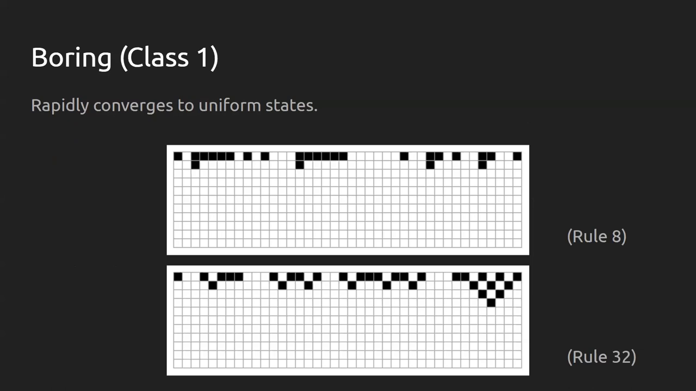When you look, you can see three or four different classes. The easiest one to distinguish is the most boring uniform state class, called class one by Stephen Wolfram again. Where you start from any random configuration, or almost any random configuration, you very rapidly evolve into all cells having exactly the same state. So all going to zero or all going to one, which is not really interesting, right?